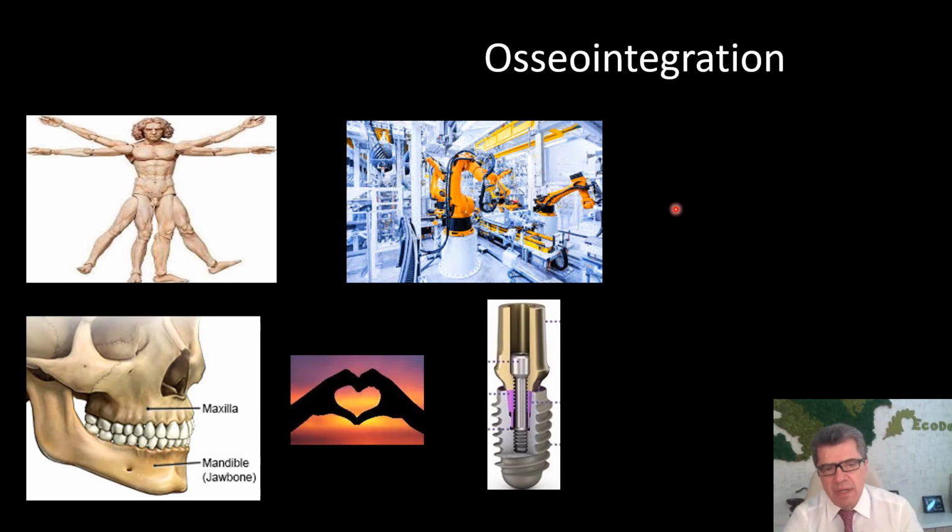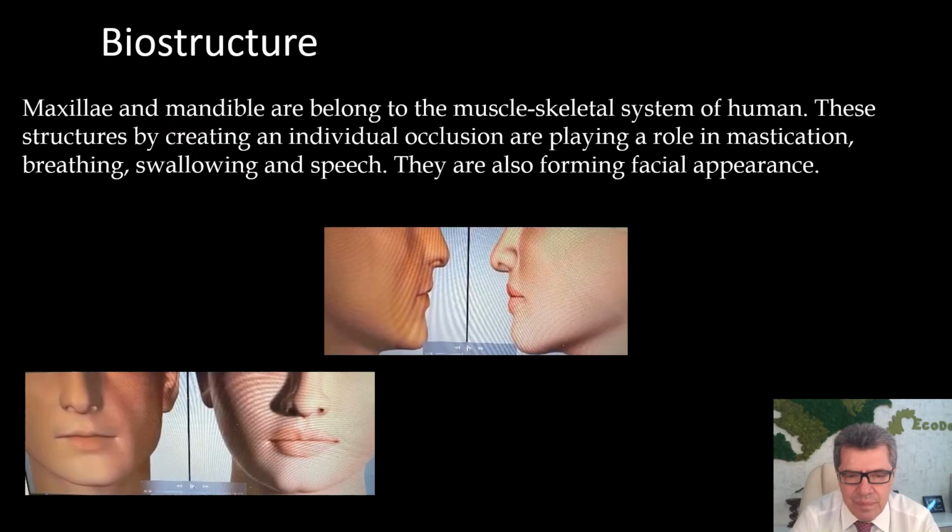What does osseointegration mean? It is the connection between a living organism and a manufactured implant. The biostructures, maxilla and mandible, belong to the musculoskeletal system of the human. This structure, by creating individual occlusion, plays the role in mastication, breathing, swallowing, and speech. They also form the facial appearance.